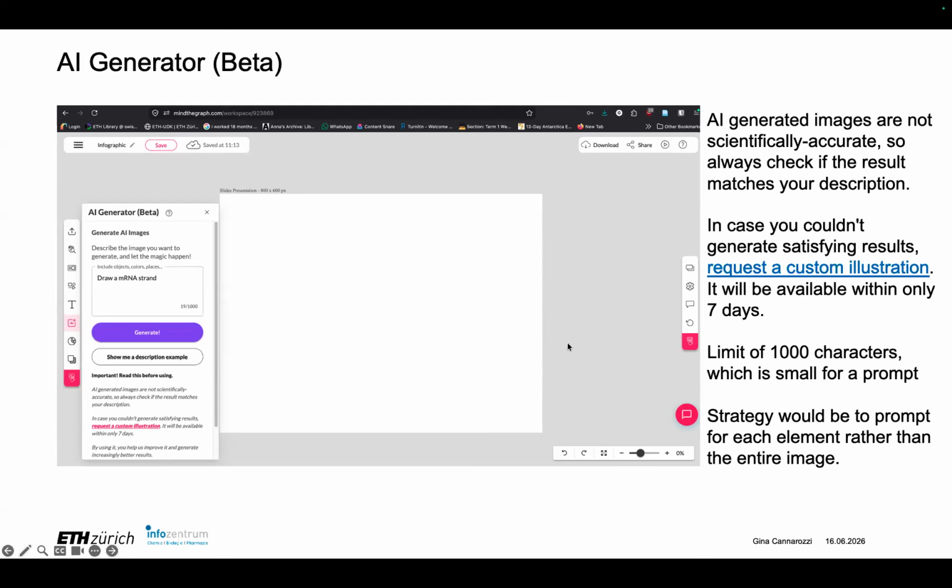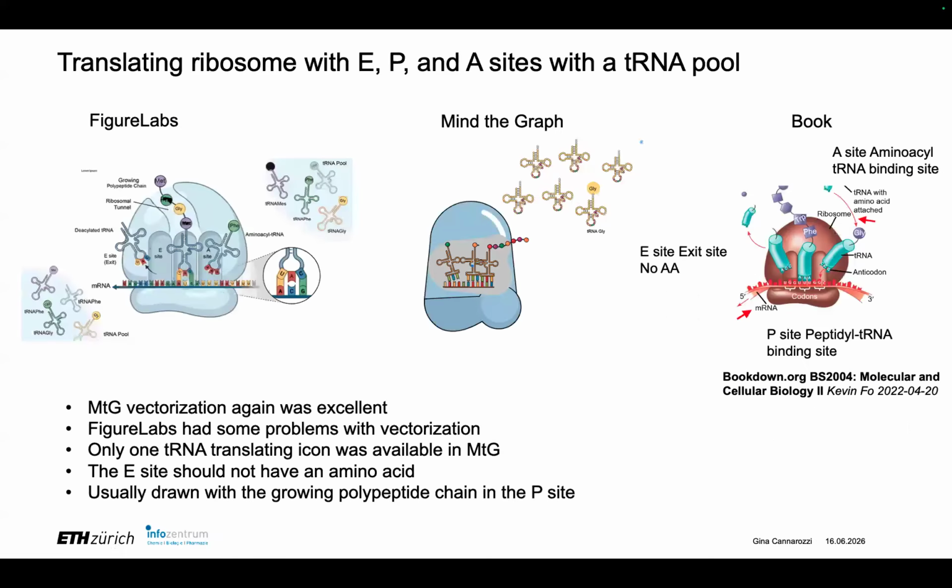So one thing I did find limiting is that 1,000 characters is the maximum prompt size, which is small for a prompt. And so unlike Figure Labs AI, which generates AI figures, you would have to prompt for each element rather than prompt for the entire image, but that's the way this tool works. So it's not exactly a minus for this tool. They also put the disclaimer that you should always check to make sure your AI generated pictures are accurate.